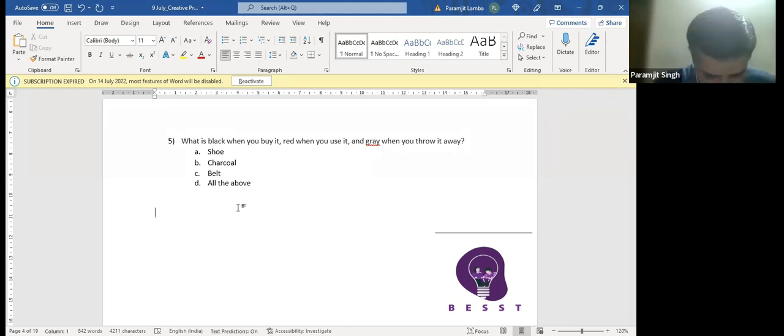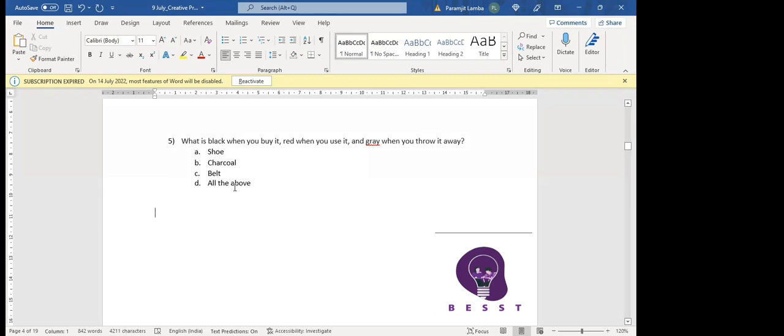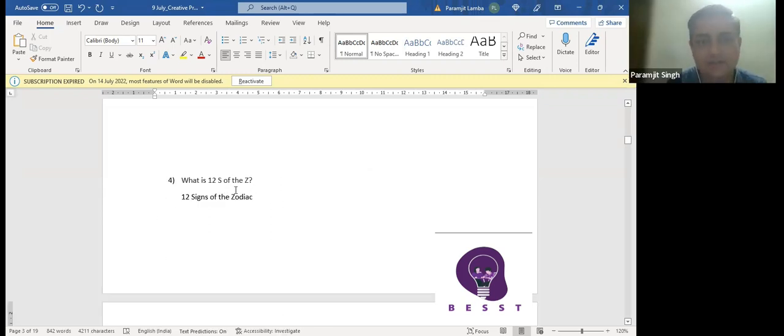Yes, Khushi, tell me. Sir, please repeat that question, the fourth one. 12s of the Z. You have to give the full form of S and Z. Where does it apply? It has to be a logical, factual answer. So it is 12 signs of the zodiac. Zodiac is the constellation, or also the sun signs that you use. Aries, Taurus, Gemini, Libra, etc. Okay, sir. Got it?